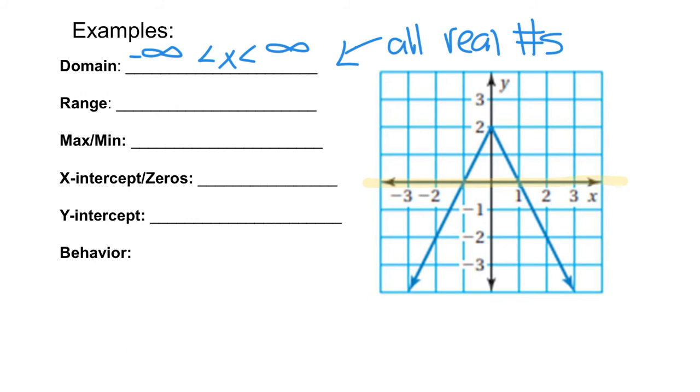But x would be between negative infinity and positive infinity. We don't use equal to bars on this because you can't actually reach infinity. So x will never equal infinity. It'll always be in between negative infinity and positive infinity.